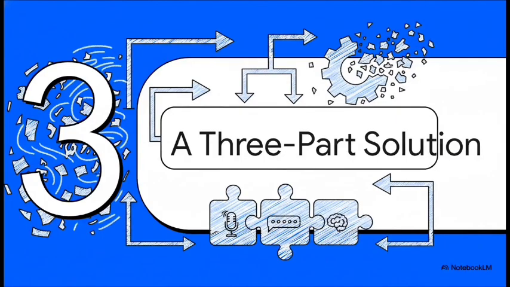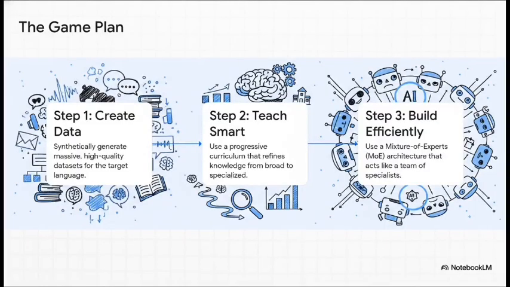So you're facing these massive hurdles, right? Not enough data, and the existing tools can't even read the language properly. Well, the team came up with a really brilliant three-part solution to fix it. Here's the game plan, and it's so smart. First, if the data you need doesn't exist, just create it. Second, don't just dump all that data on the model at once. Teach it with a smart step-by-step curriculum. And third, build the model efficiently, using an architecture that works kind of like a team of specialists.